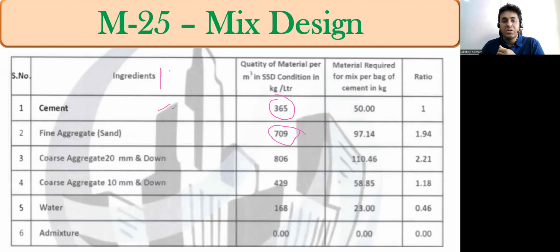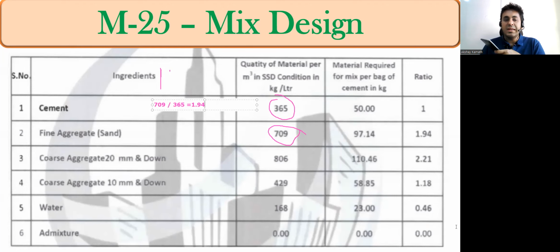Let me do it in a better way and write it here. 709, you divide it by the cement. Always your sand aggregate should be divided by the cement. The cement is 365. Try to do it manually. So it is 709 divided by 365. It will come out to be 1.942. So same thing, you can see 1.94. These people have written it here.